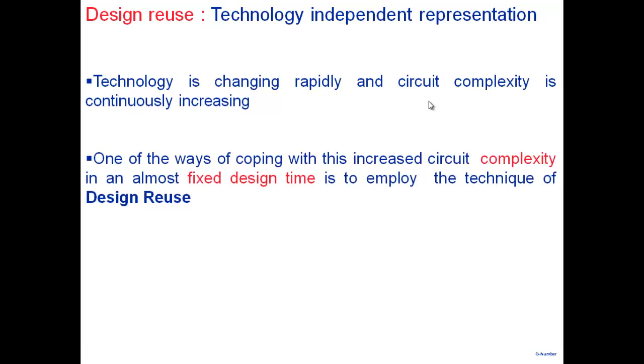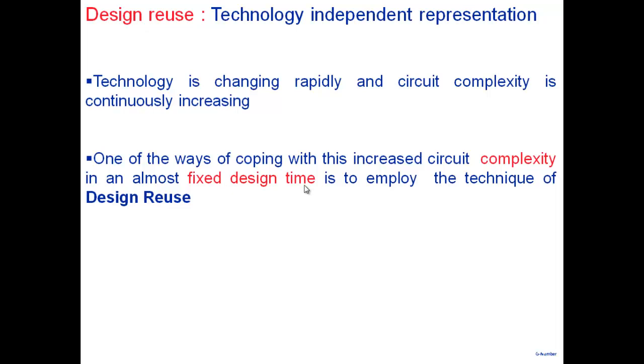Now, if you are a company which is designing chips, you have to design increasingly complex circuits, and how much time do you really have? A new technology is coming in every 1.5 years. You don't have a lot of time to bring your design into the market. So what you have is almost like a fixed amount of time in which you have to carry out increasingly complex designs. So how do you do that?